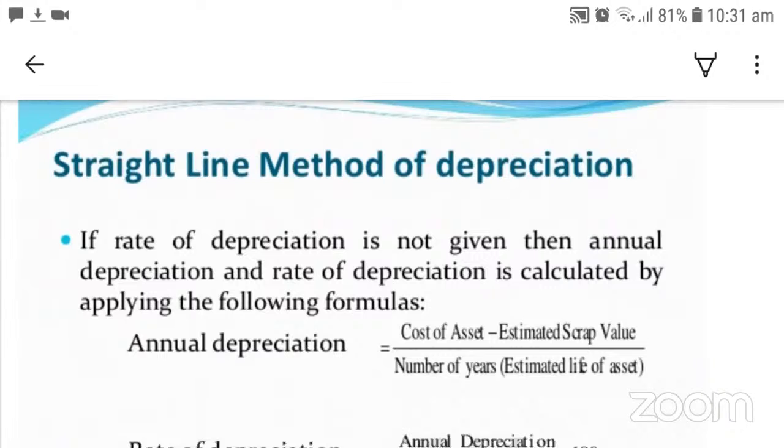Based on that we will find out the annual depreciation. Cost of the asset minus scrap value. Scrap value is a minus. We will subtract the scrap value, divided by the number of estimated years. With that formula, we can find out the annual depreciation.